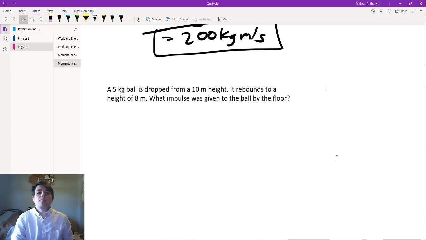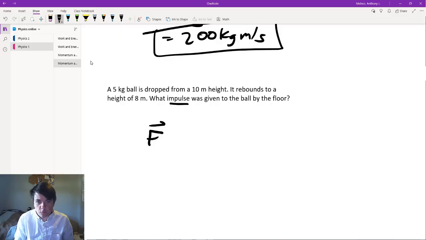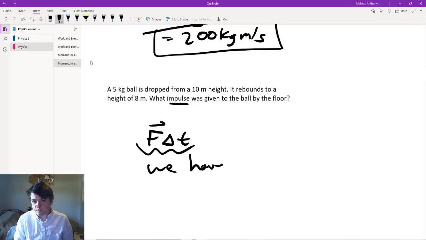A 5 kilogram ball is dropped from a height of 10 meters and it rebounds to a height of 8 meters. What impulse was given to the ball by the floor? So if you remember, we want to know what impulse was given to the ball by the floor. Impulse is force times time, but we don't have any of that.